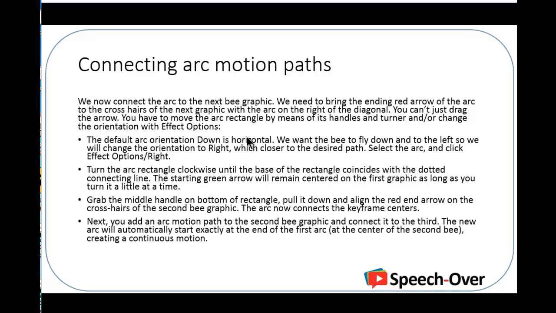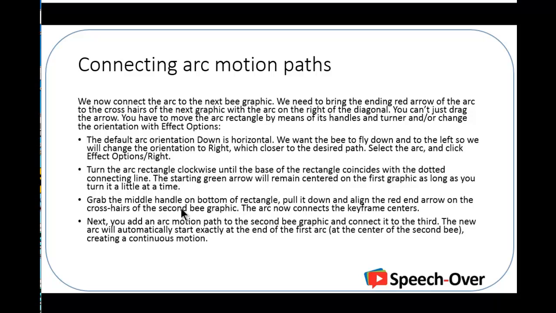The steps are as follows. The default arc orientation right now is down. So to get the B to fly down to the left, change orientation to right, which is closer to the desired path, not exactly yet. So we select the arc and click Effect Options, right. After that, we turn the arc rectangle clockwise till the base of the rectangle coincides with the dotted connecting line. The starting green arrow will remain centered on the first graphic as long as you turn it a little at a time. Now you're aligned in terms of angle.